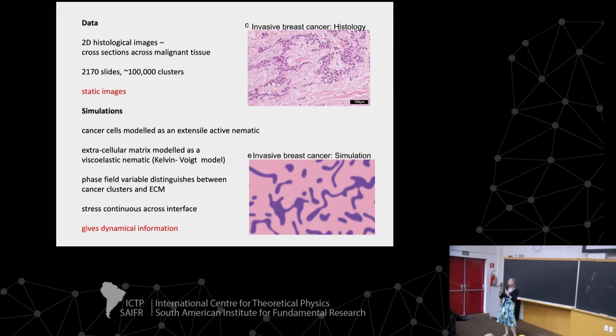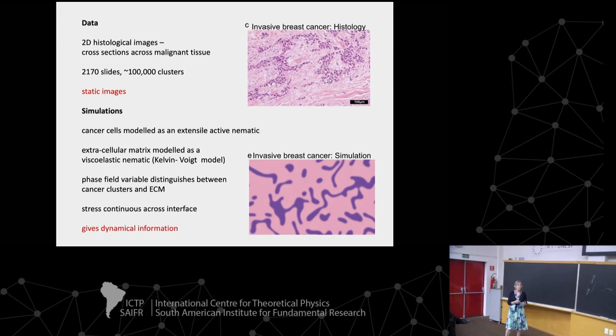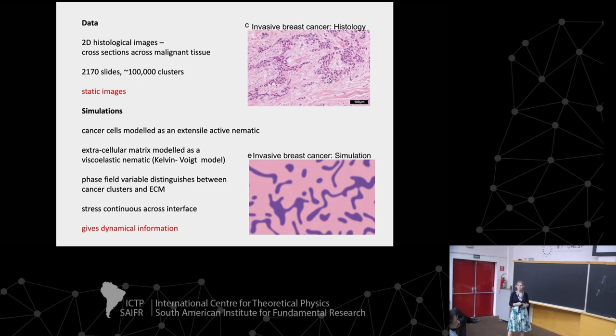So can we model something and match it to these static images? Both Joseph and I looked at this and thought, that's looking like an active nematic. And these are cells, so we expect the cells to be an active nematic. So let's model it as an active nematic in a background, which is the extracellular matrix. You expect the extracellular matrix to be a passive nematic, because the fibers of the extracellular matrix tend to line up as a nematic. And you expect it to be viscoelastic.